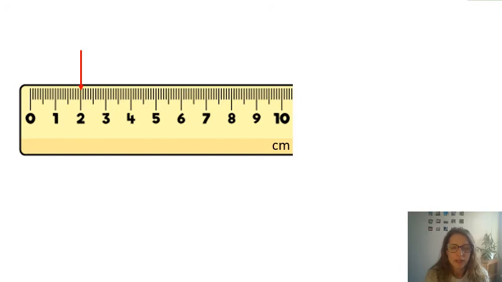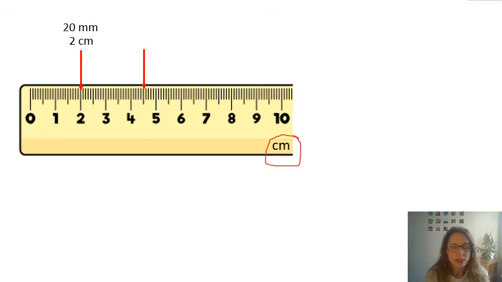Okay, so we've got a ruler here. What's our unit of measure? It does say here, so we need to make sure we're using that correctly. And the arrow is pointing to 2 centimeters, which is also 20 millimeters. What is it pointing to now? Can you tell me in centimeters and in millimeters? So pause the video. What would that one be?